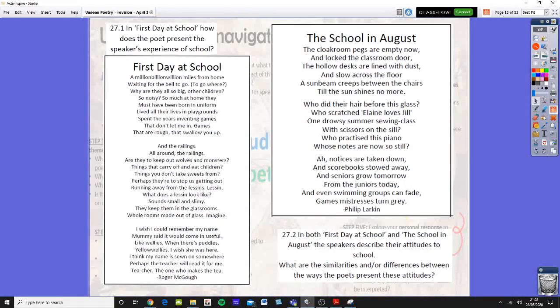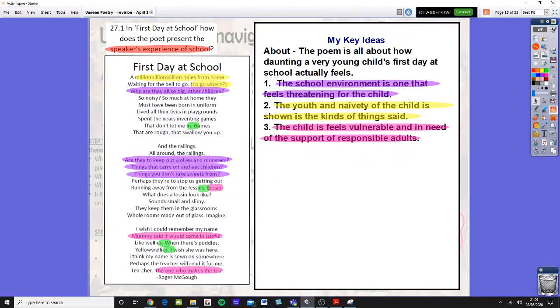Okay, so that's the first reading through. If you'd like to pause the video and see what ideas you come up with. As you can see from the video now, I've moved on to my highlighting. First of all, I've highlighted in red in the question what the key focus is, which is the speaker's experience of school. And then I've identified things I have in common, and I've colour-coded them just for ease as we look at them together.